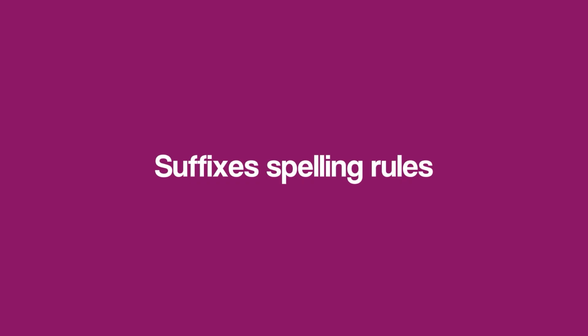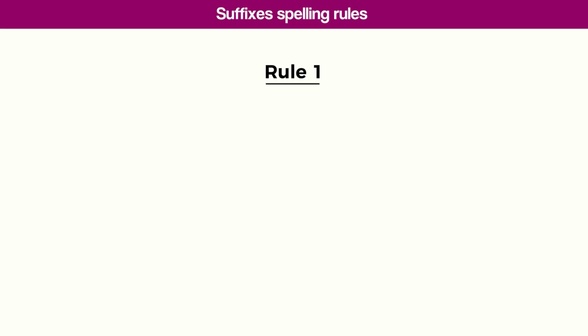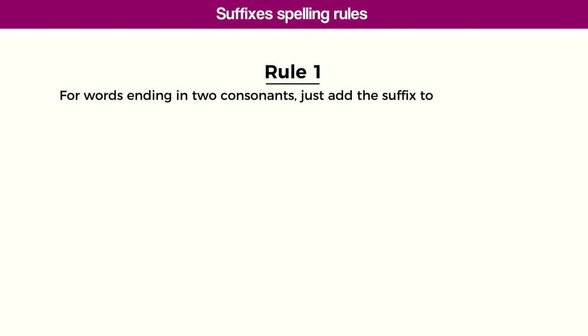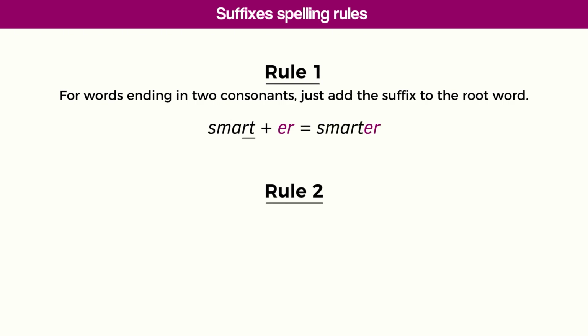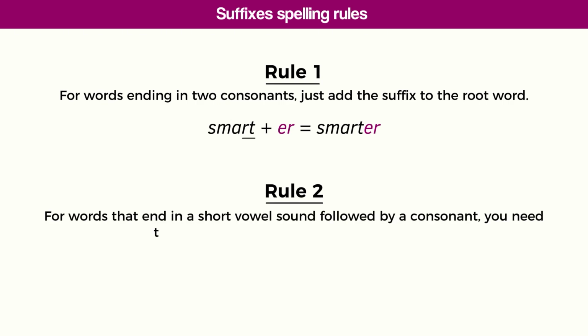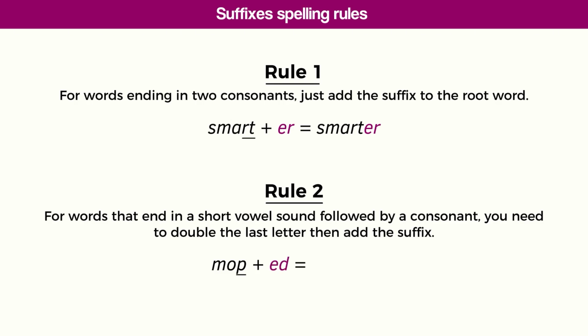Suffix spelling rules. Rule 1. For words ending in two consonants, just add the suffix to the root word. For example, smart plus er equals smarter. Rule 2. For words that end in a short vowel sound followed by a consonant, you need to double the last letter, then add the suffix. For example, mop plus ed equals mopped.